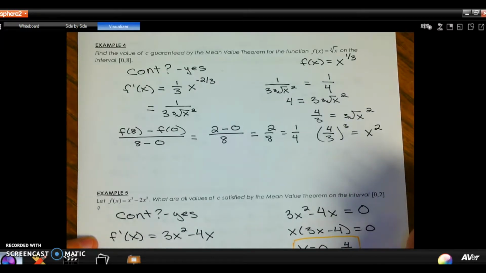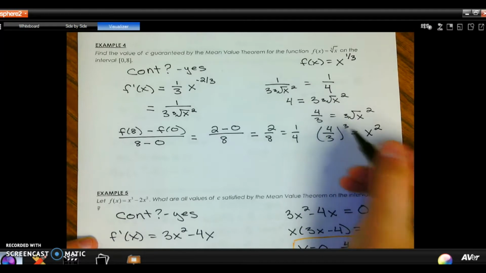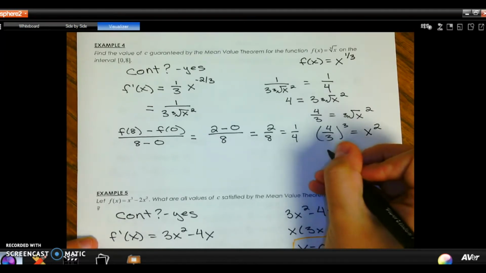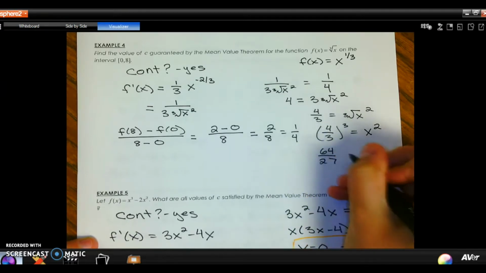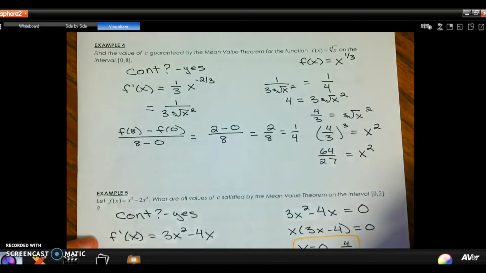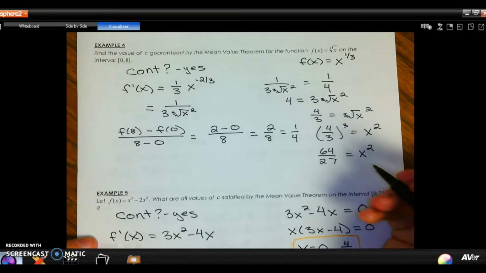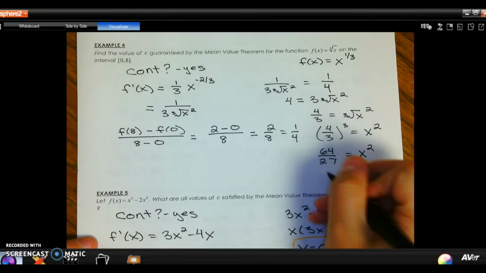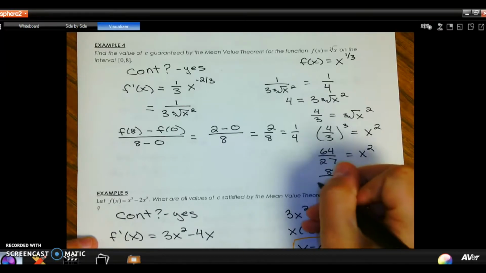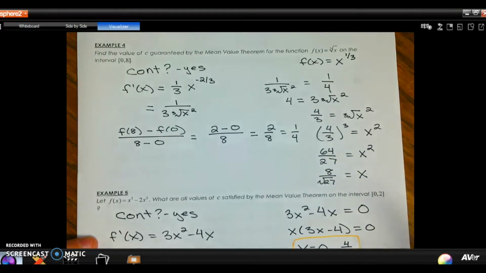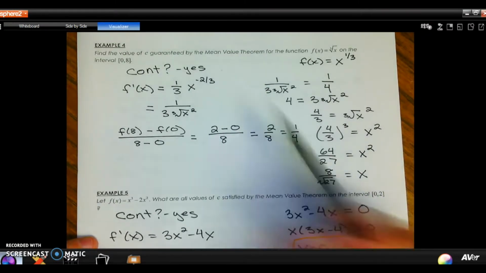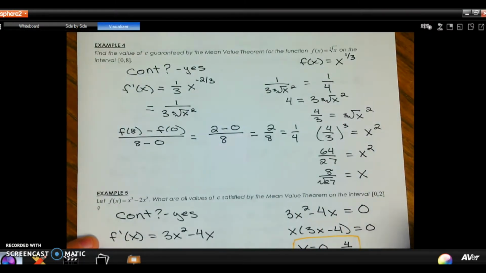Okay, and if I'm getting adventurous, I can go ahead and say that's 4 cubed over 3 cubed, so that's 64 over 27 equals x squared, and then I could take the square root of both of those. The square root of 64 is 8. The square root of 27, ugh, that's yucky, I'm just going to leave it as the square root of 27. And again, why did I not take the negative square root? It's going to be outside my interval there.